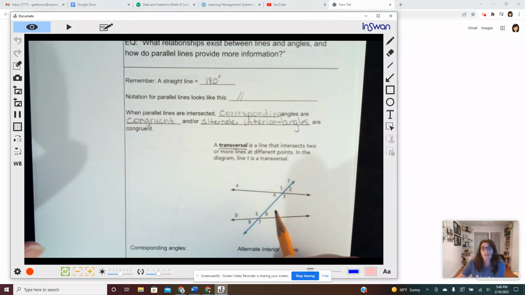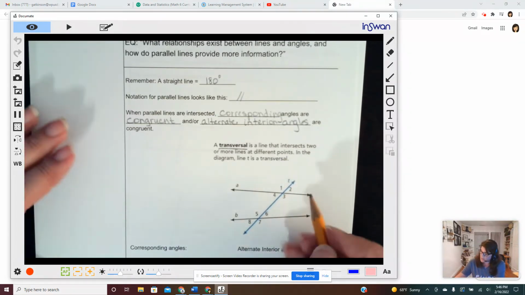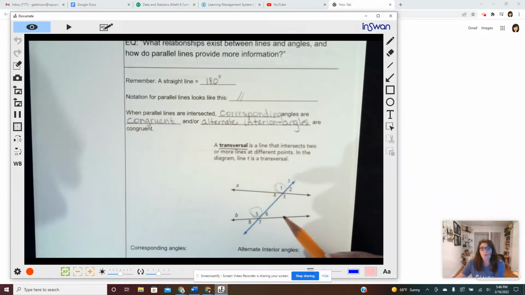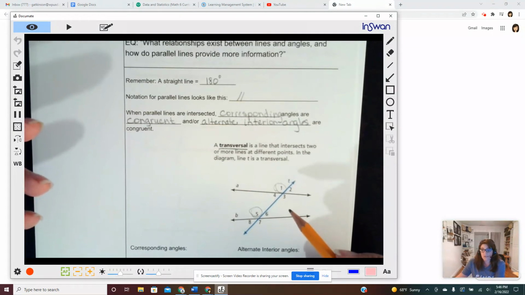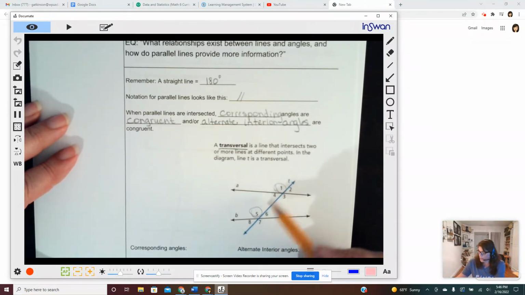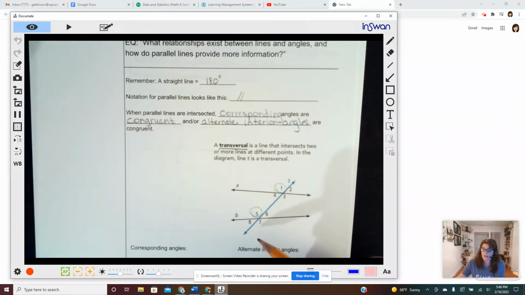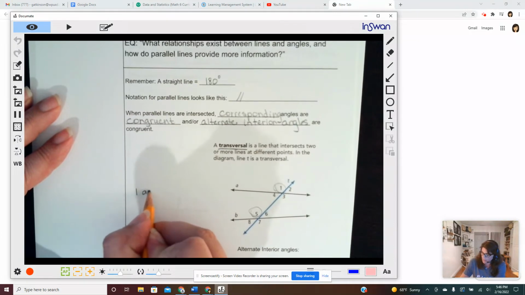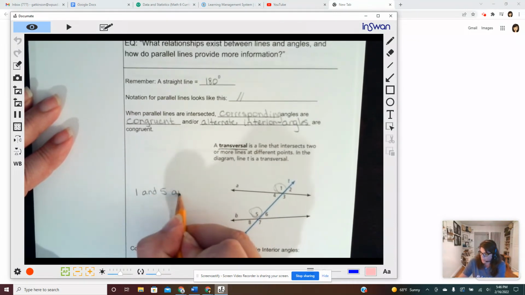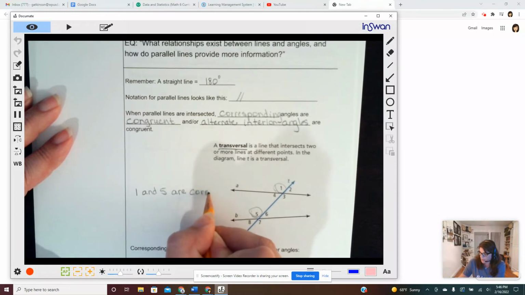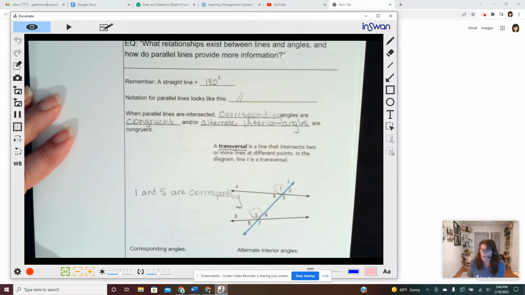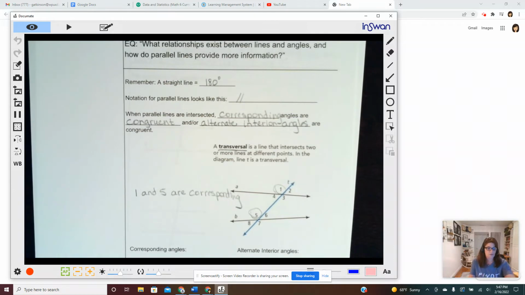So corresponding angles, in this case, look at 1 and look at 5. A way to think about it is if we were looking at a street map, 1 and 5 are both in the northwest corner of the intersection. So 1 and 5 are corresponding. I'll use a different color for this.